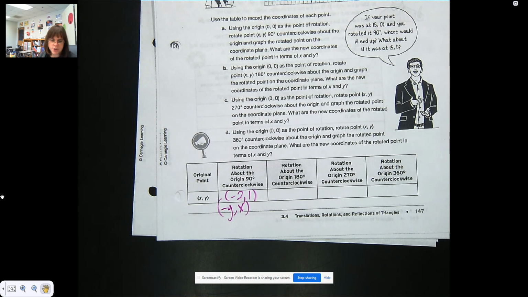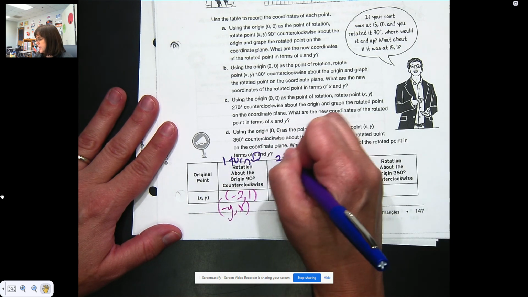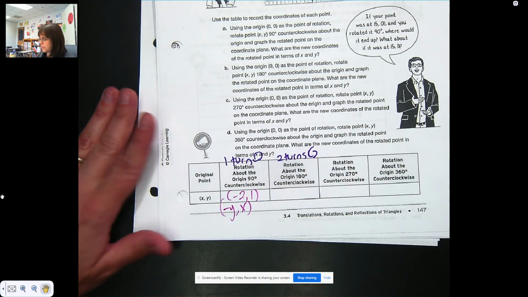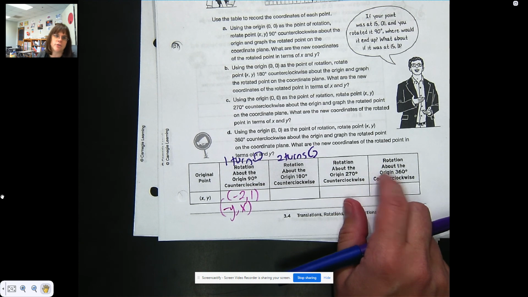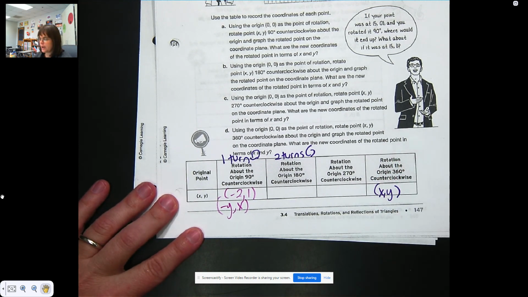Now we're going to look and see what happens if I rotate this around twice. So this is 1 turn backwards. And this is 2 turns backwards. And we're going to see what that does. And then you know that a 360 is all the way around a circle, right? So that's going to take you back to x, y.